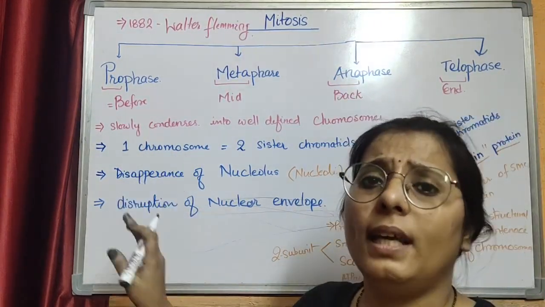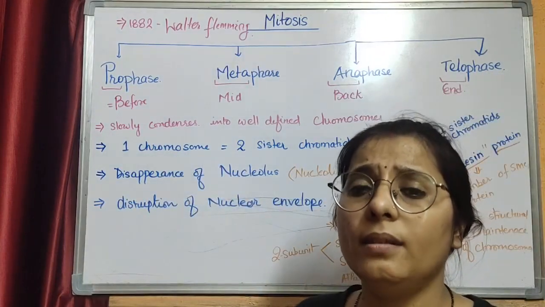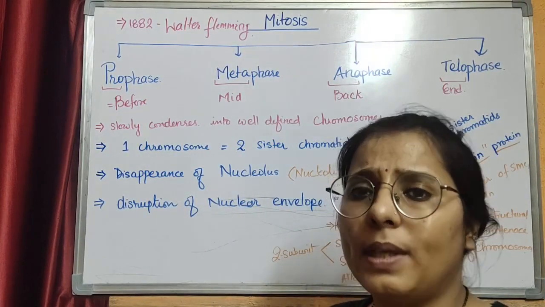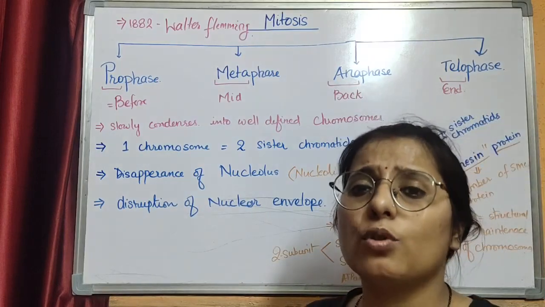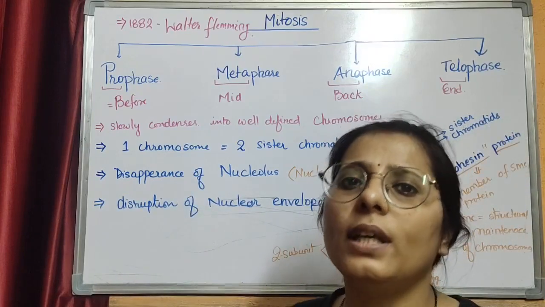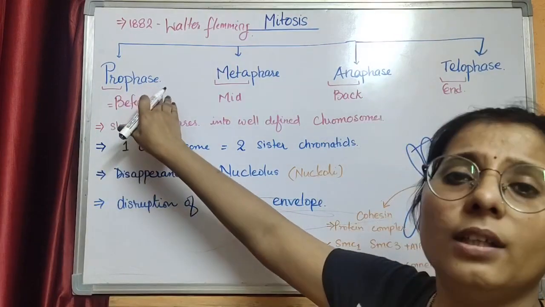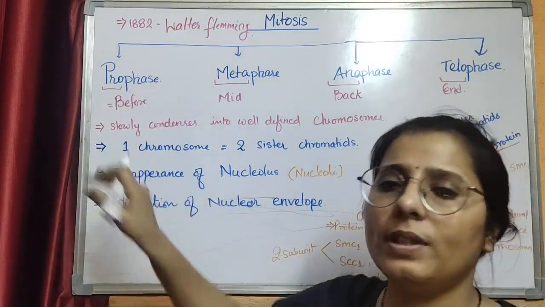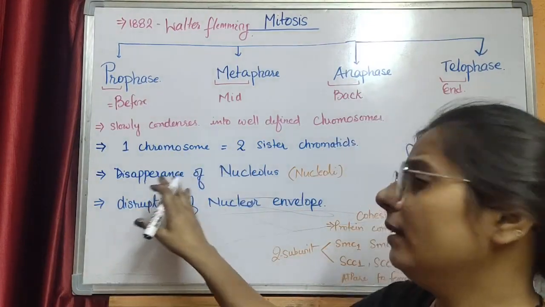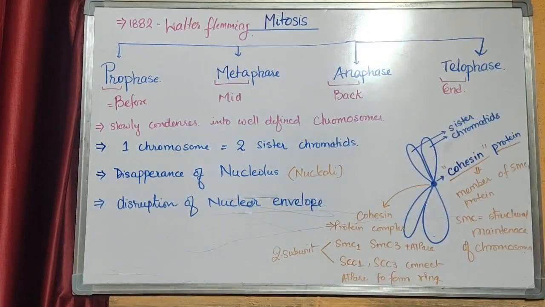In prophase, there is the disappearance of nucleolus or nucleoli, which is the main structure present and involved in ribosomal RNA synthesis. In prophase, there is also the disruption of the nuclear envelope. Thus, four steps occur in the prophase. First, the chromatin condensation, then sister chromatid attachment and disappearance of nucleoli, and the fourth is the disruption of the nuclear envelope.